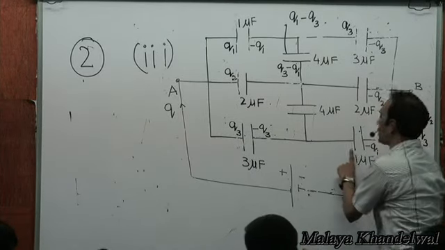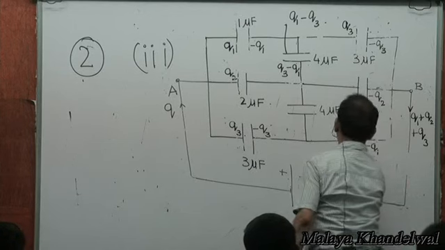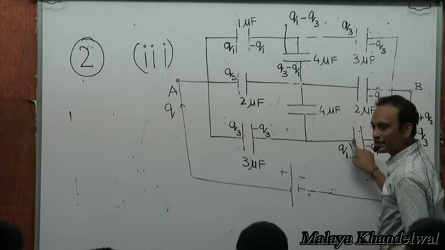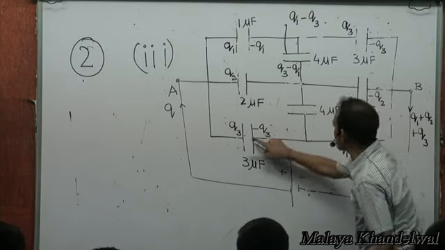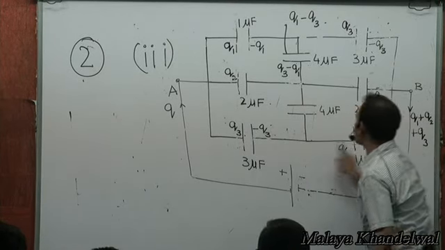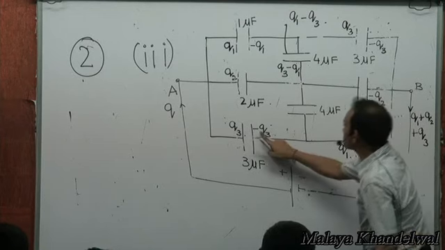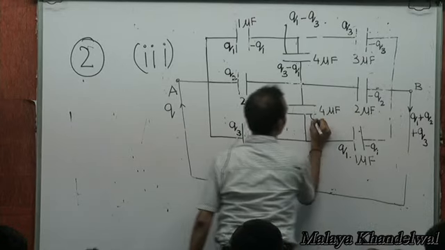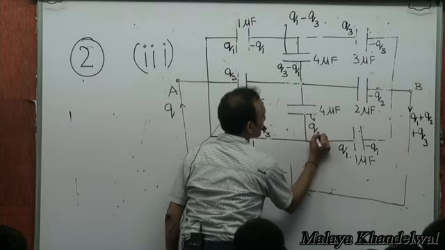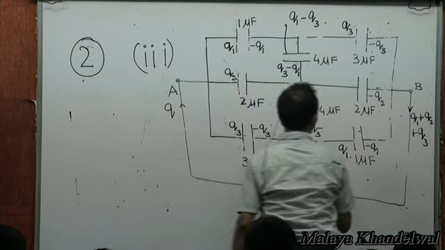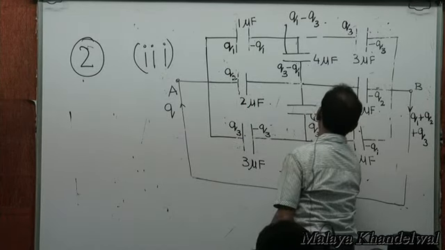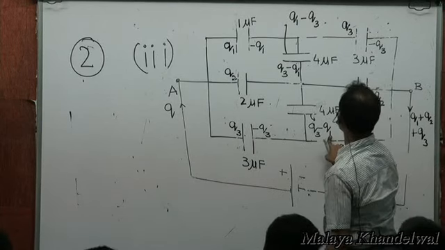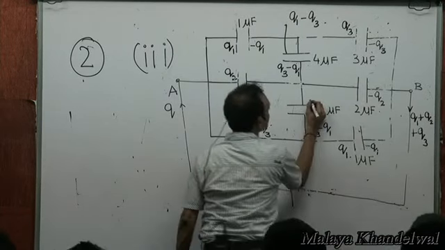If this is minus Q1, how much must this be? Q1. Now these three are electrically isolated. They are only communicating with each other. This plate and this plate, together they must have no net charge. So if this is minus Q3, this is Q1, this must be Q3 minus Q1. Net will become 0. So if this is Q3 minus Q1, this will be Q1 minus Q3.